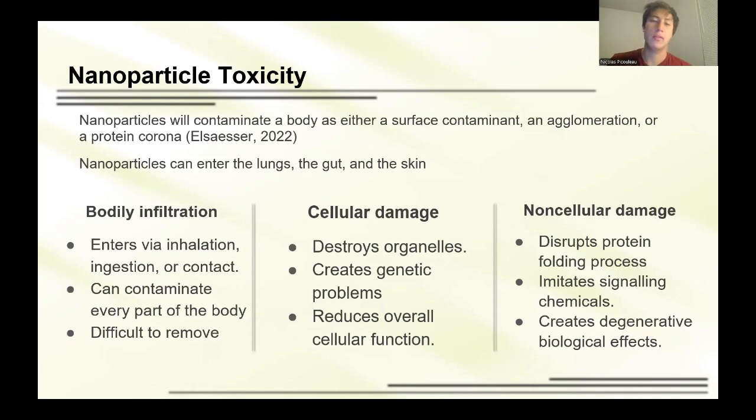Nanoparticles can enter the lungs, the gut, or the skin. The most common form of nanoparticle contamination is by inhalation, but there has been an increasingly higher number of nanoparticle contamination via ingestion due to nanoparticles becoming more and more used in food products or food supplements.